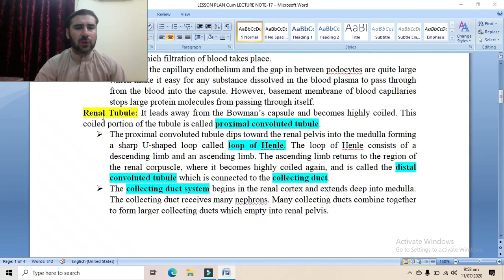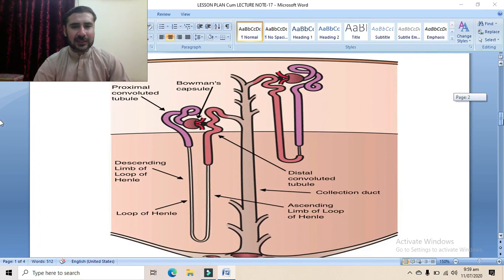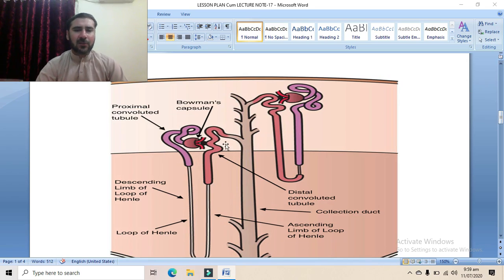Now we will move towards the renal tubules. Again, it will be better to explain it diagrammatically so that you will conceptualize it better. Now let's start from this diagram. We have already discussed that this whole area is the renal corpuscle.